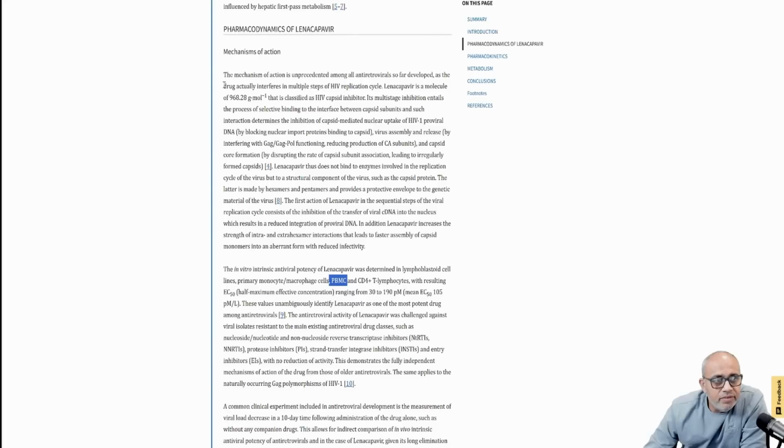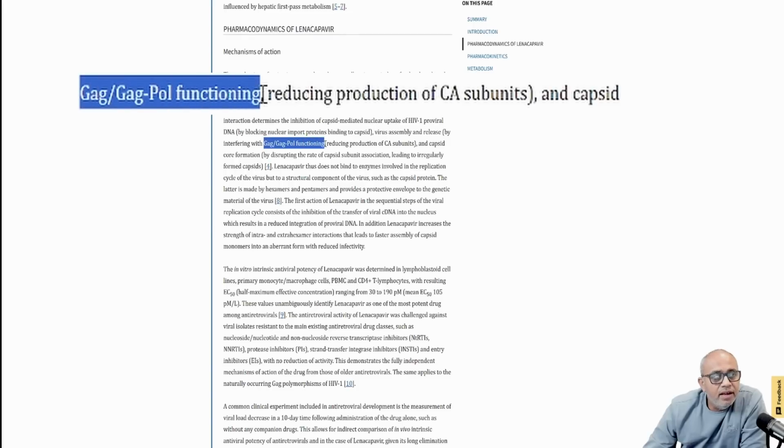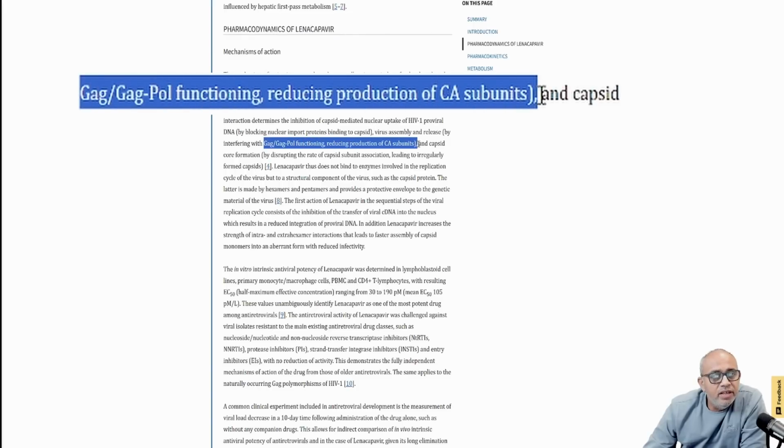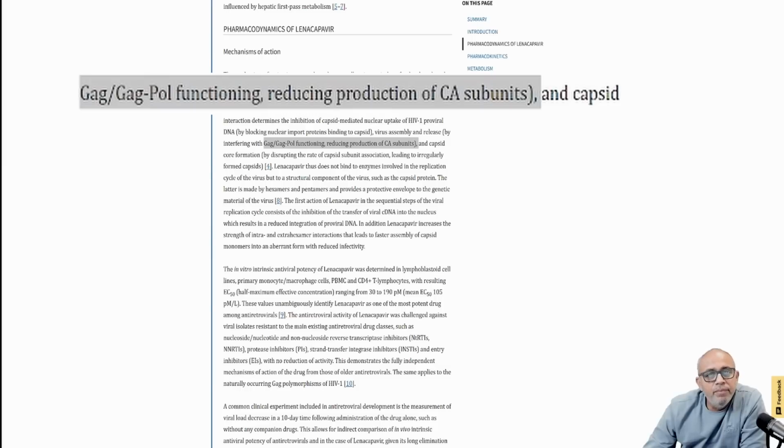So I'm going to demystify these. This entire section, the mechanism of action, I'm going to explain it to you. To start with, I'm going to clarify some of the concepts that we have out here. The first one is GAG/GAG pole functioning, where if you look at the description out here, it talks about GAG pole functioning and reducing production of CA subunits.